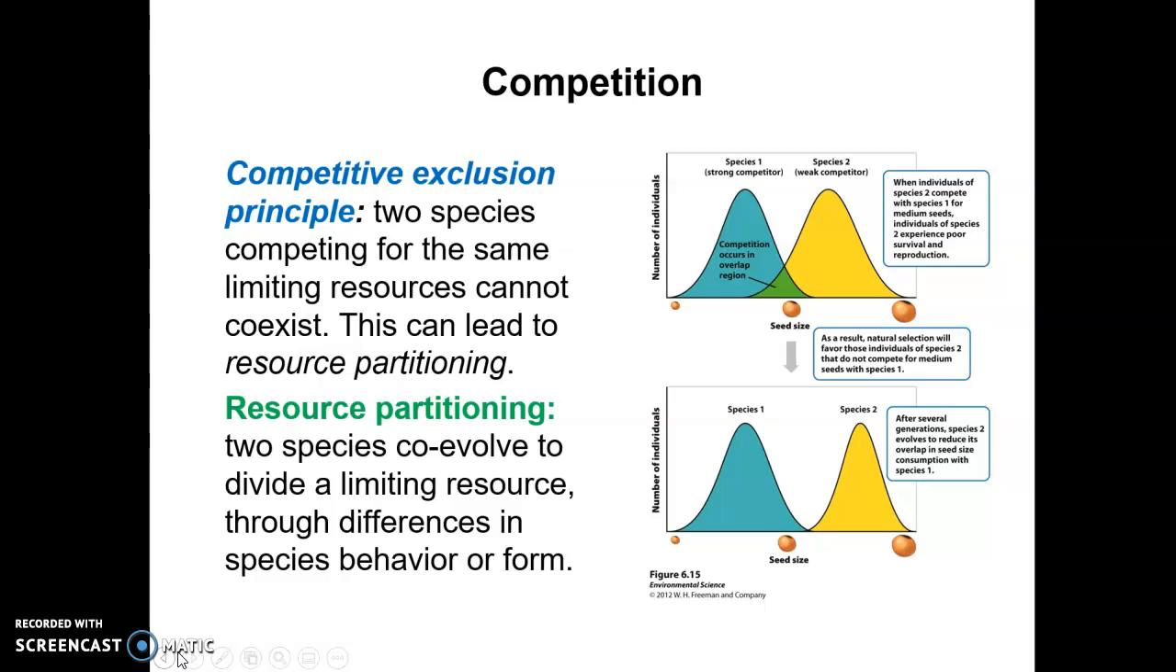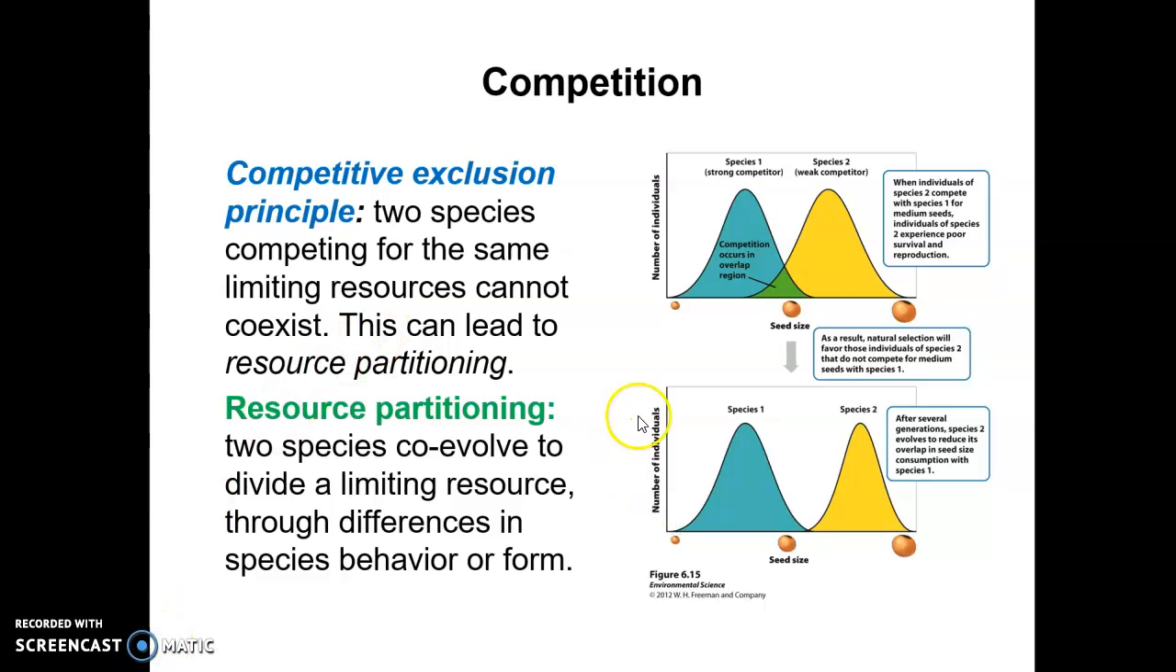Okay, so that's written here on the next page. Competitive exclusion. They compete for the same resource, but they can't coexist. So one thing that can happen is that the other species simply dies off. But sometimes in nature, a second thing happens, and that's resource partitioning. So that means that the two species co-evolve so that the limited resource can be divided up. And they do that through differences in their behavior or their form.